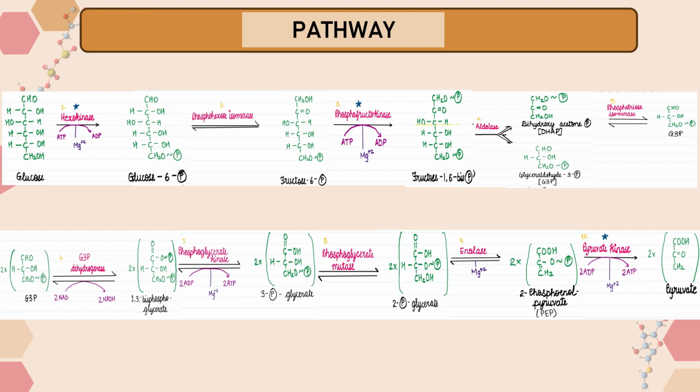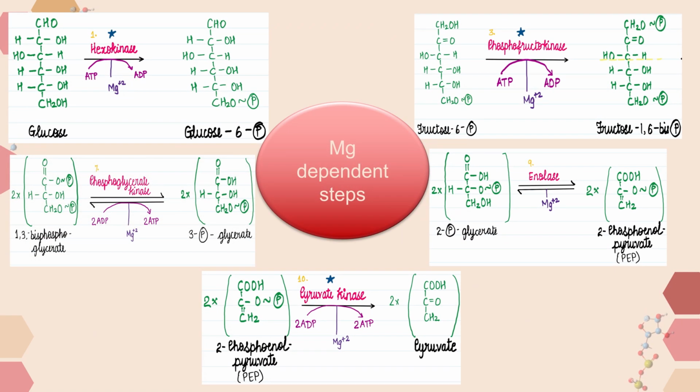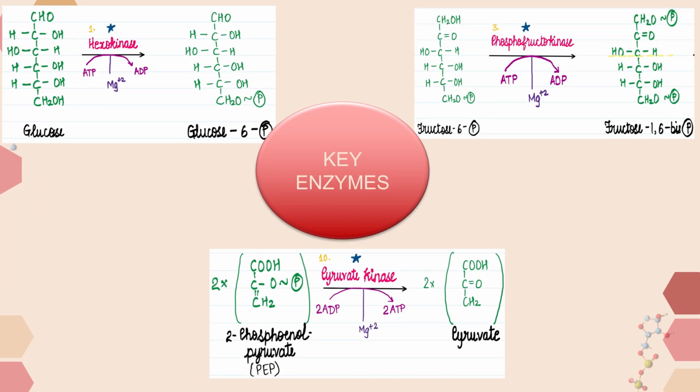But there are some of these steps which we need to remember, especially these. These are the magnesium dependent steps. Here, magnesium ion is required for these steps to occur. Along with these, 3 steps are irreversible. Other than that, all the steps in the pathway are reversible. The enzymes hexokinase, phosphofructokinase, and pyruvate kinase are hence referred to as the key enzymes of the pathway.